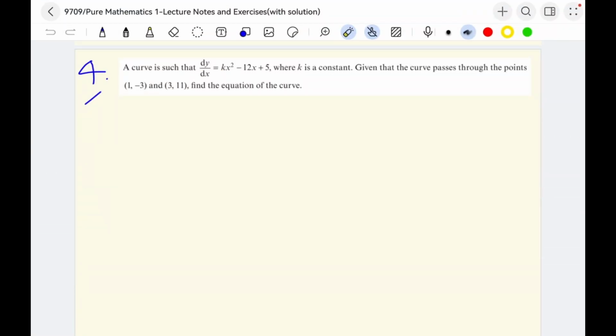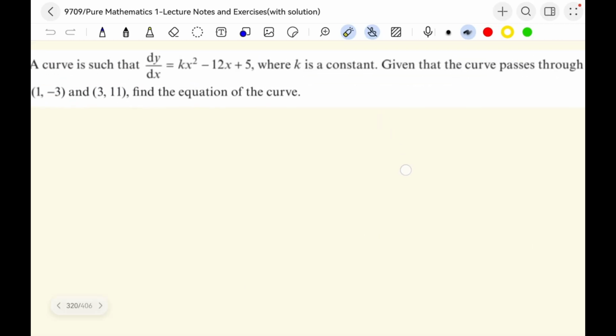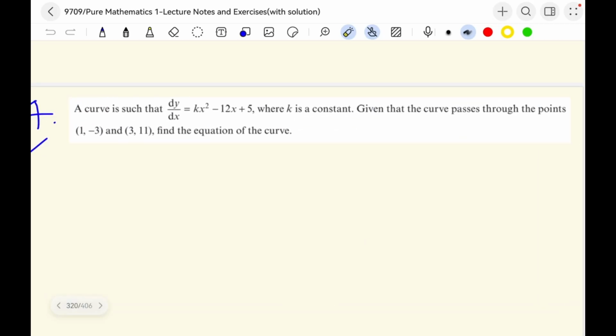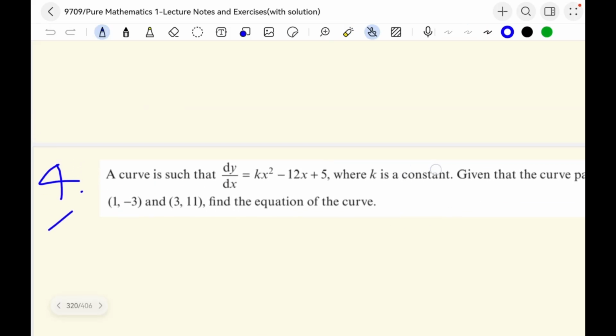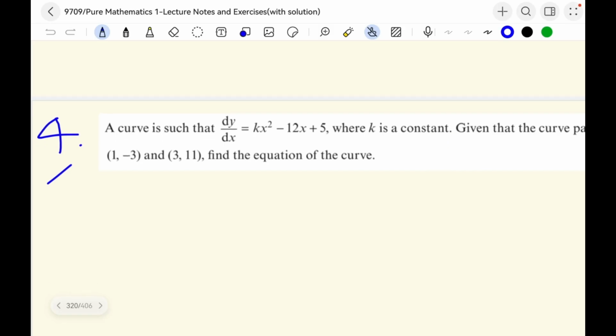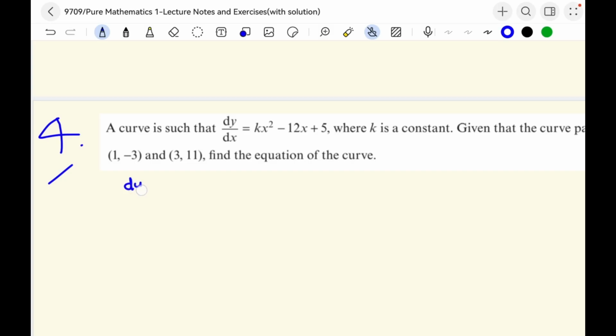Let's move on to the next question, which is question 4, but it's still under the course book questions. This question is about finding the equation of the curve with two unknowns. When it comes to two unknowns, what we will do is solve two simultaneous equations. Here's the guide. This question is very, very common in your external examinations. So please watch this guide carefully.